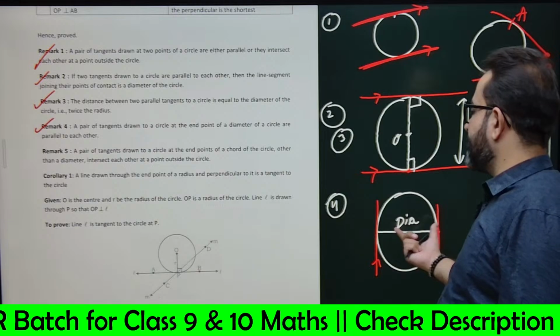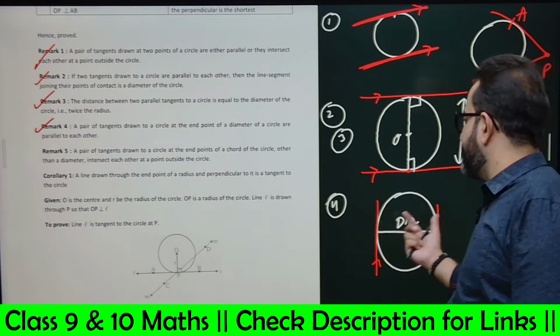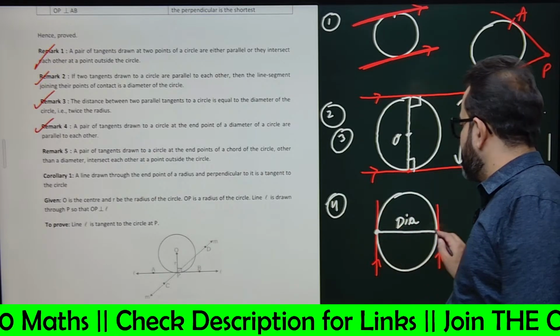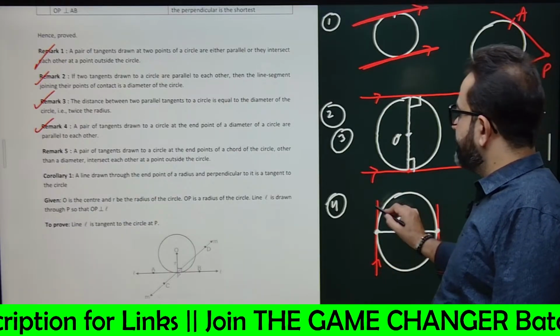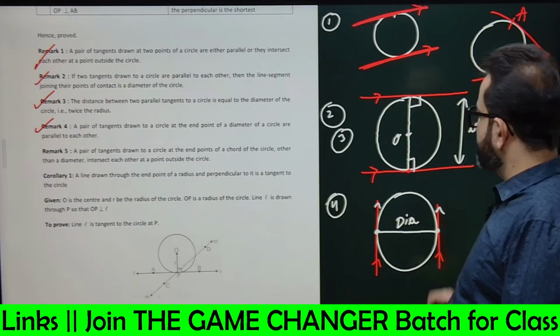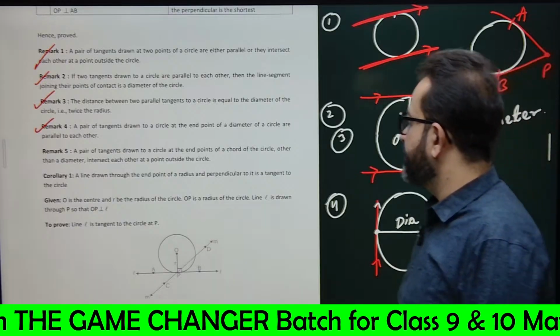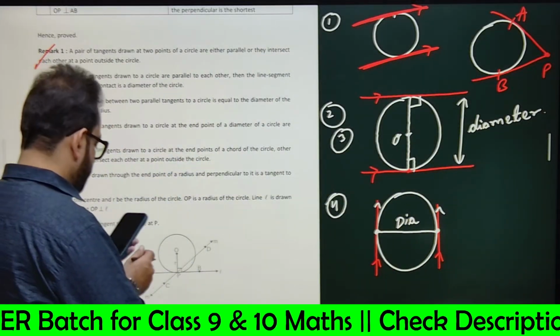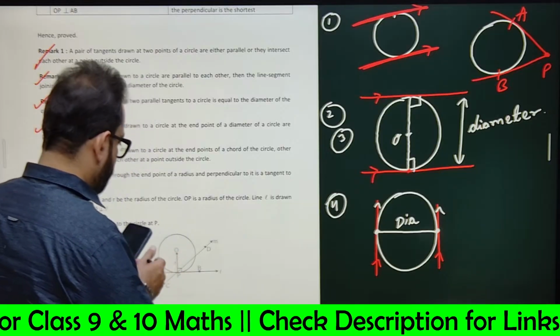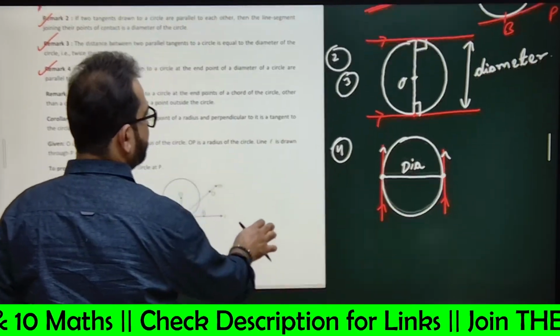If we draw tangents at the diametric ends, that means at this point and this point, we are drawing two tangents. These tangents will be parallel. Yes or no? Yes. Point number four. Sorted? Clear? Can I move forward? Yes. Next thing, point number five.